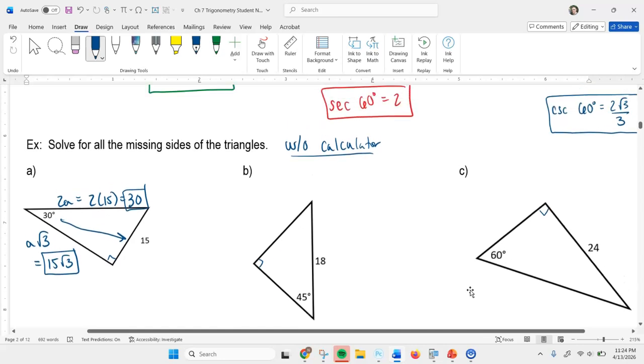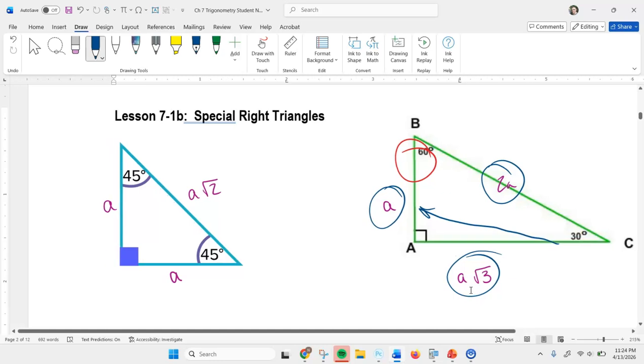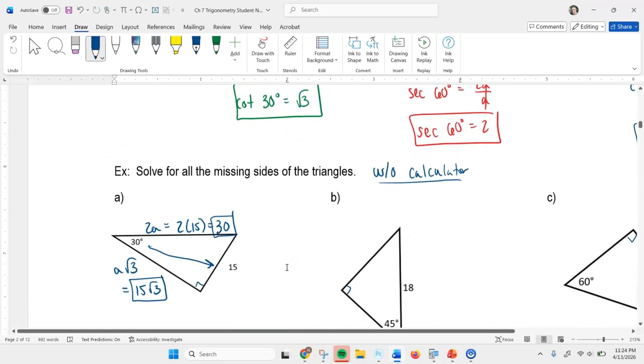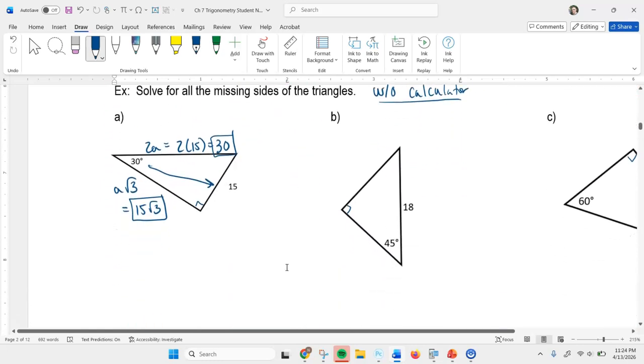So remember for this one, let me go back up to our special right triangle. That's the 45, 45, 90. So this time the two sides that are your equal sides are side length of A, and the hypotenuse is A times the square root of 2. So this 18 represents the side that's A square root of 2.